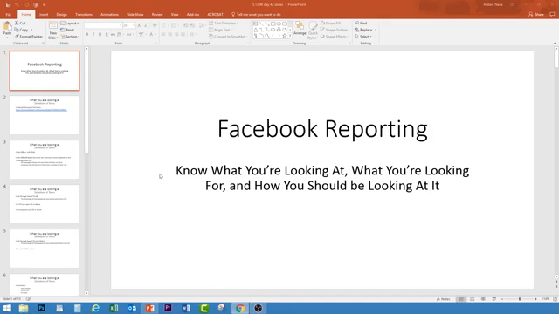I've titled this Facebook reporting: know what you're looking at, what you're looking for, and how you should be looking at it. Those are the three different topics we're going to cover today. One, know what you're looking at. What does some of this stuff mean? We're going to look at some terminologies and definitions.